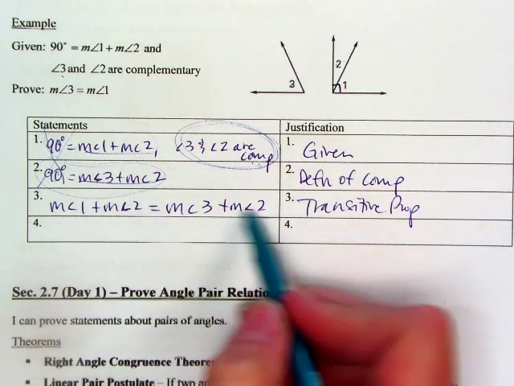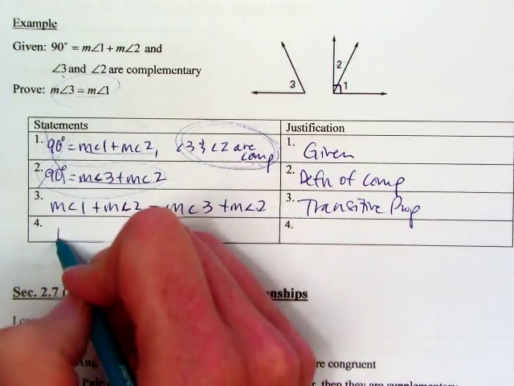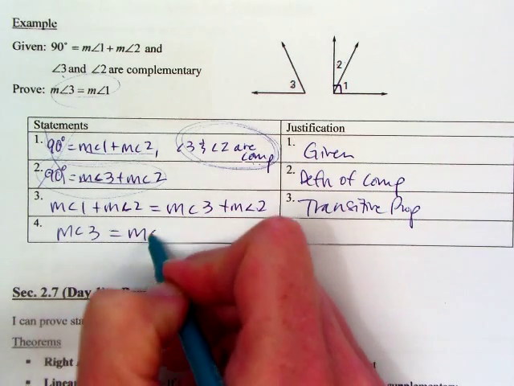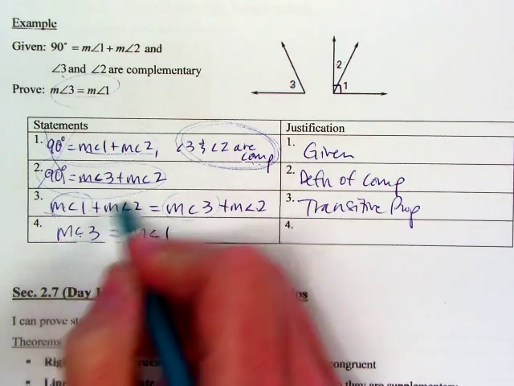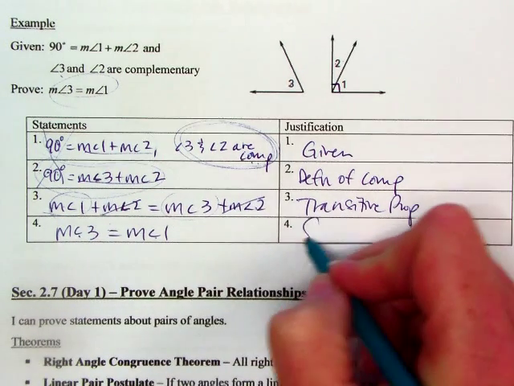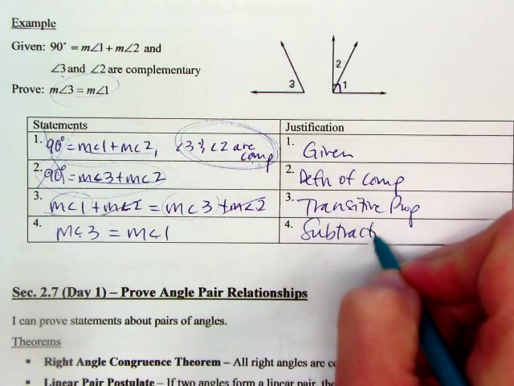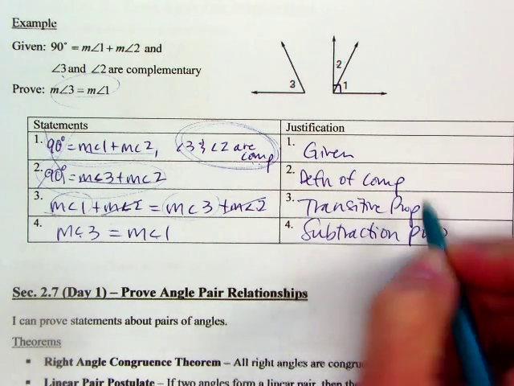So looking at my final equation, I know I'm supposed to get to 3 equaling 1. Well, that doesn't look too tough. There's my 1. There's my 3. I just have to get rid of the 2. So if I subtracted that from both sides, I would be left with 1 and 3.